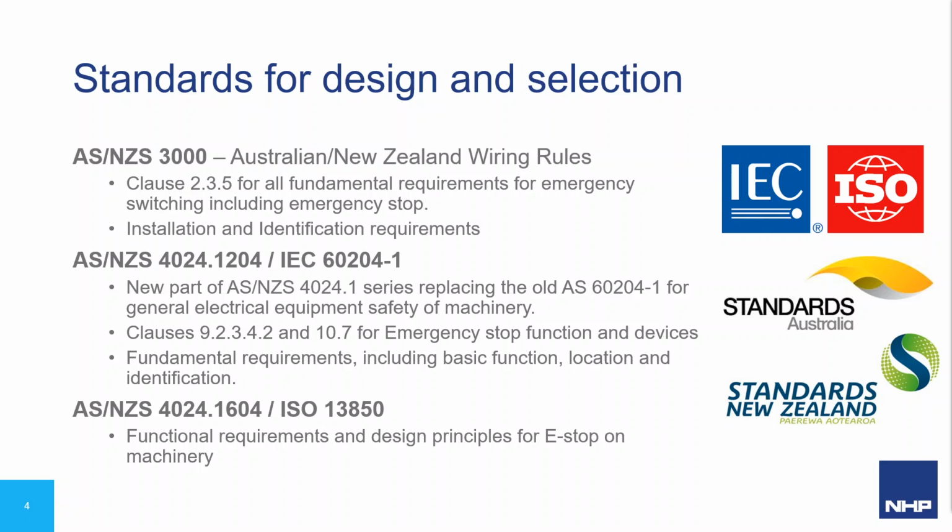There is indeed a bit of overlap between it and AS/NZS 3000, but generally speaking, the application of Part 1204 covers everything electrical downstream of the main isolator to the machine. It does provide the necessities for emergency stop function and also includes much of the fundamental requirements like basic function, location, identification. Part 1604 is also a direct text adoption of an international standard, ISO 13850, and is specifically about the requirements and design principles for the emergency stop itself on the machinery. Both 1604 and 1204 go hand in hand in laying out our requirements for the emergency stop function and devices.